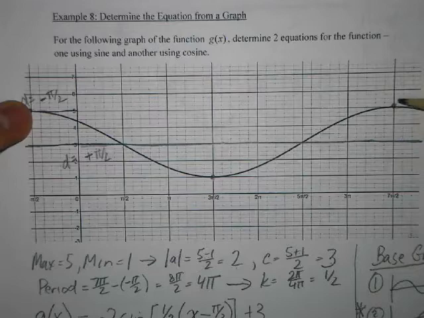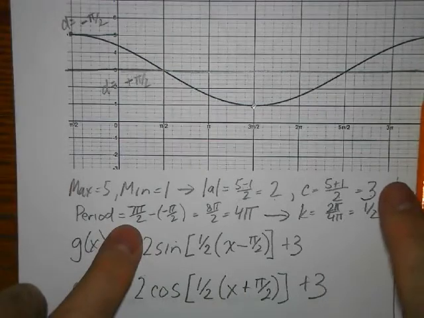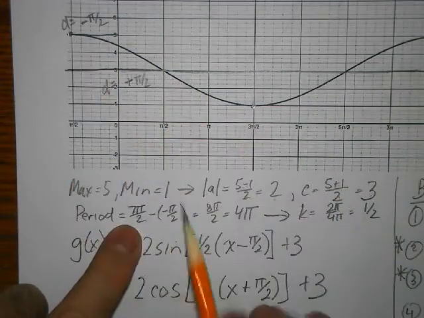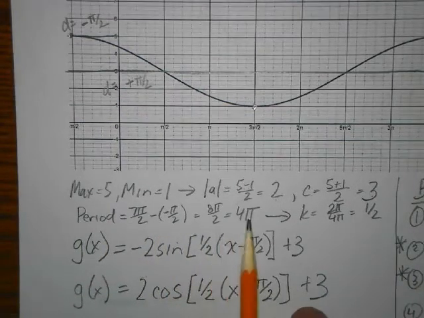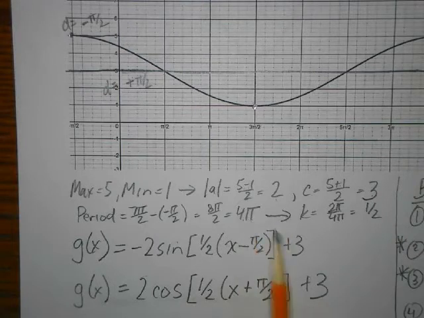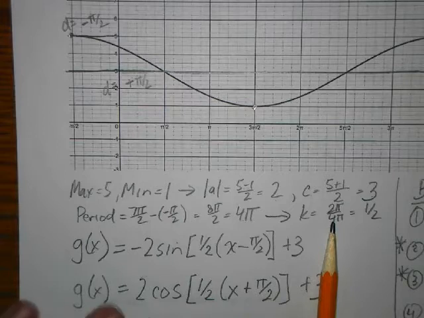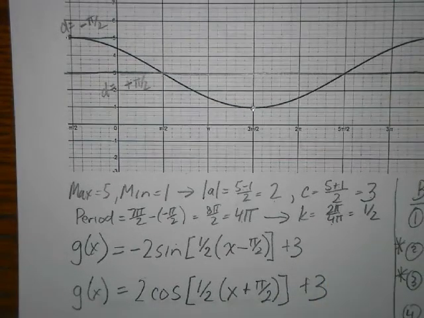So I would recommend actually subtract them like I did here. So the period is 7 pi by 2 minus negative pi by 2, which is really plus. So that works out to 8 pi by 2, which is 4 pi. So the period is 4 pi. Now we can get our k value. K value is 2 pi divided by the period, which is 4 pi. So that the pi's cancel out, so k is 1/2.